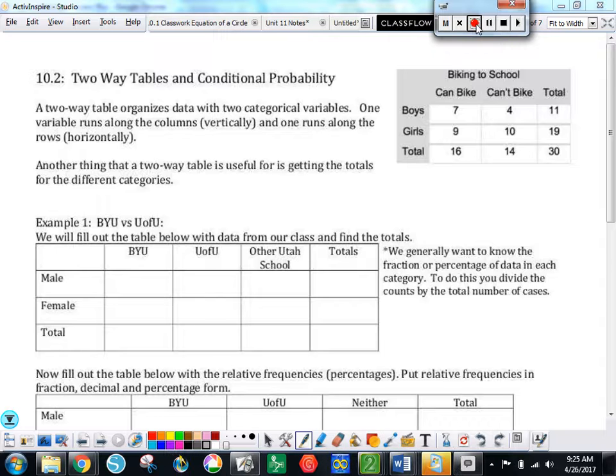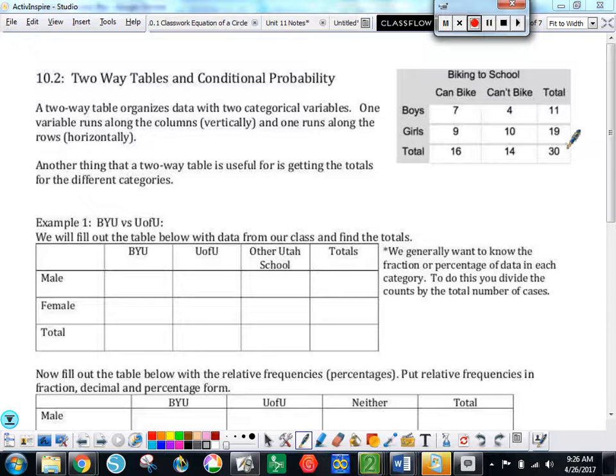All right, so today is a two-way table. You can't see my little chart here very well. A two-way table is a table we looked at last time to organize data with two categorical variables. One variable runs along the columns, and one runs along the rows. You use this to get totals for different categories.